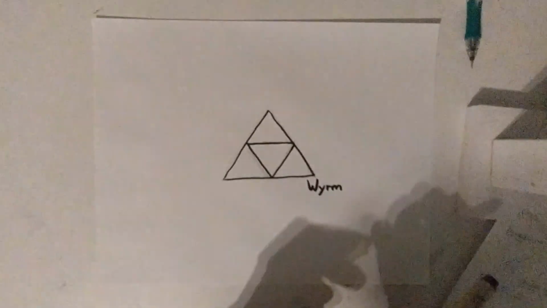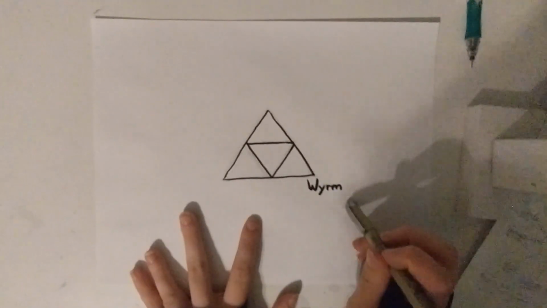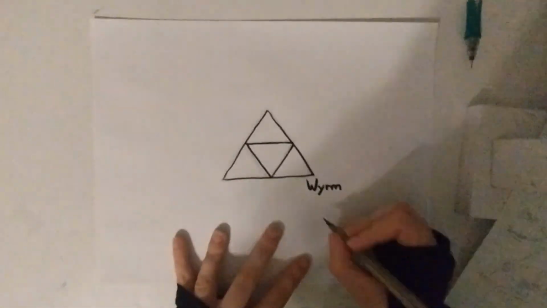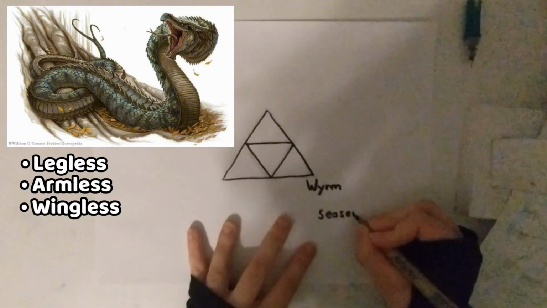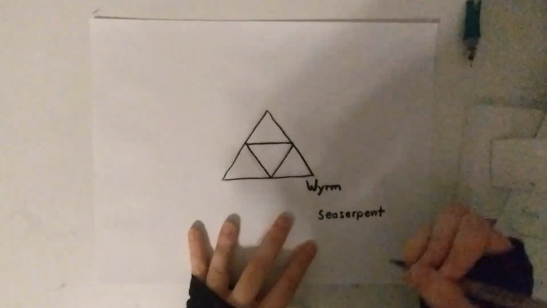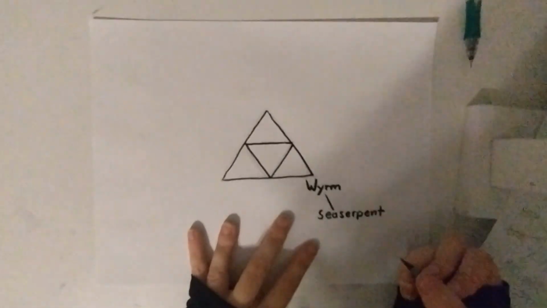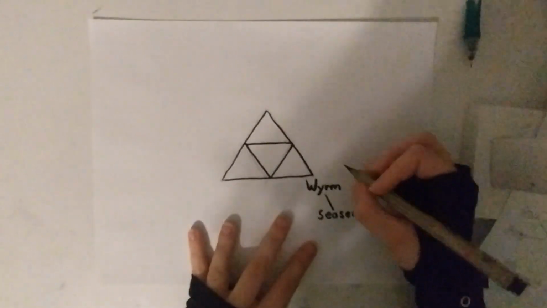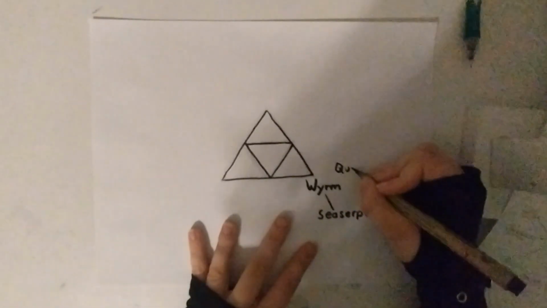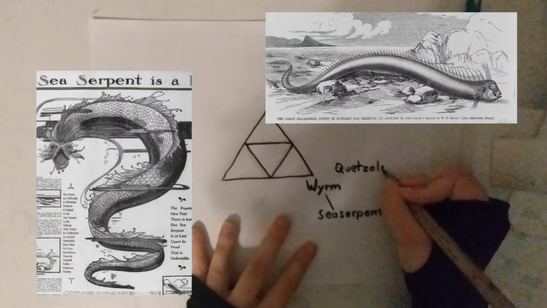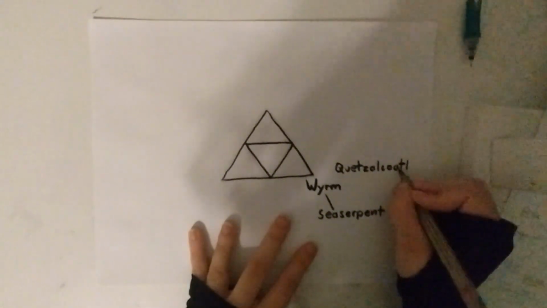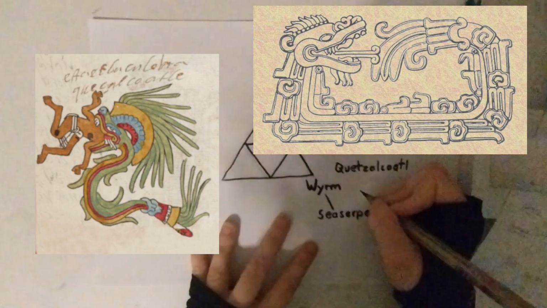Again, this is a common interpretation, and my interpretation is that worms are legless, armless, and wingless dragons, aka they're like big snakes, big worms even. So the first order is Wormus: all dragons that don't have any limbs, like sea serpents and the Aztec god Quetzalcoatl, though he is sometimes depicted with wings.